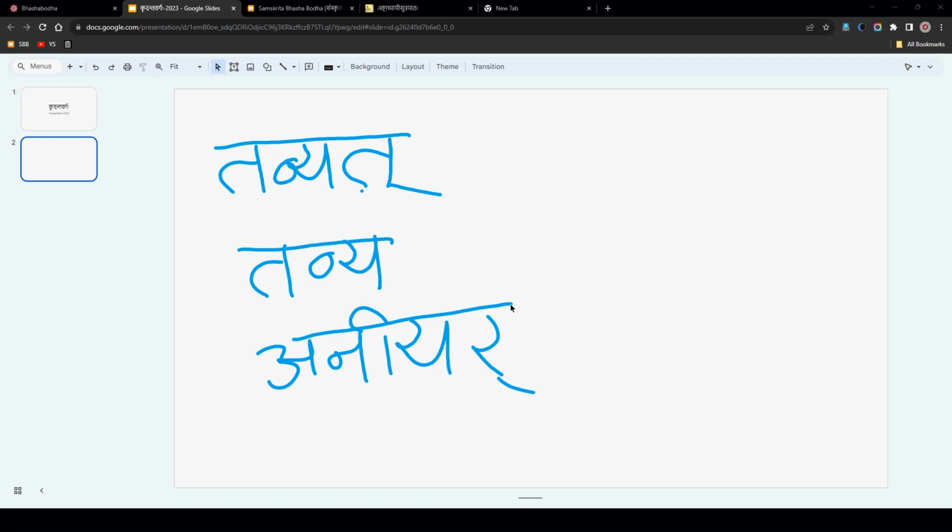To derive such words as kartavya and karaniya, the Ashtadhyayi gives these three krit pratyayas: tavyat, tavya, aniyar pratyaya. So we can see some examples here.